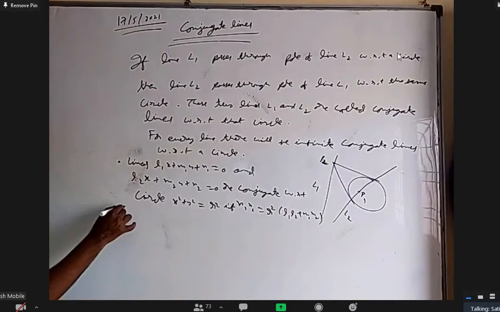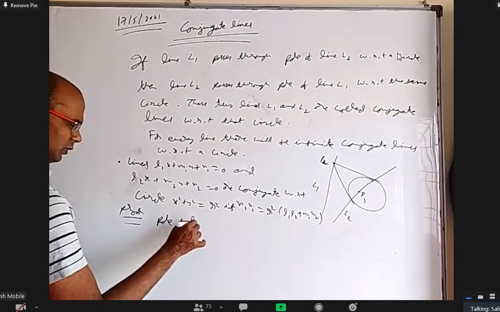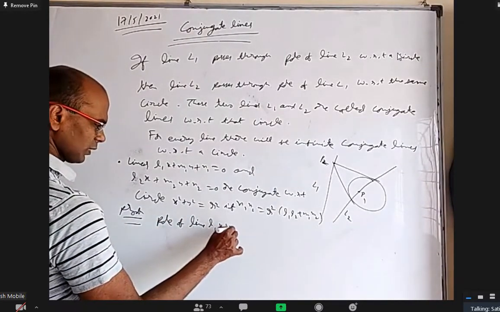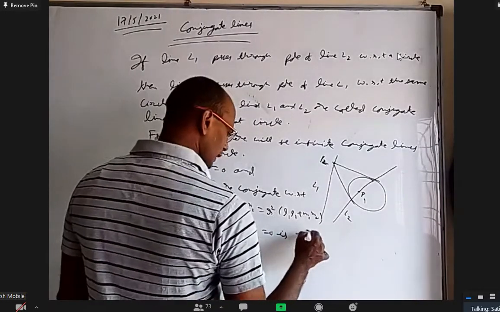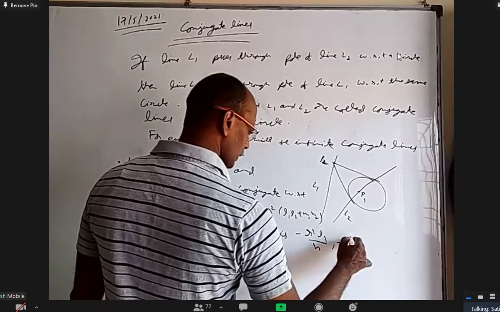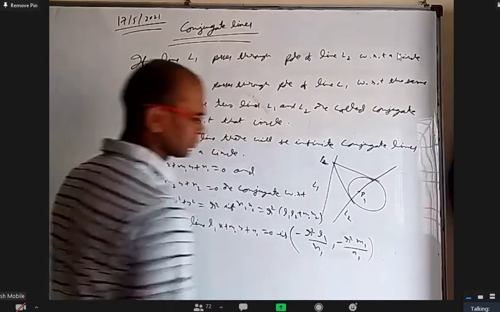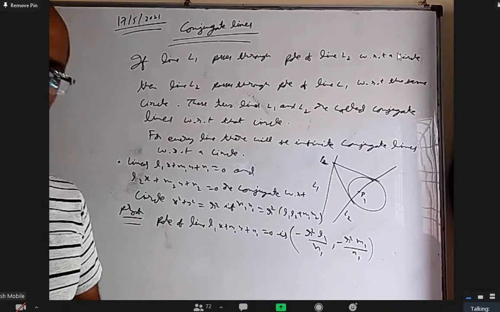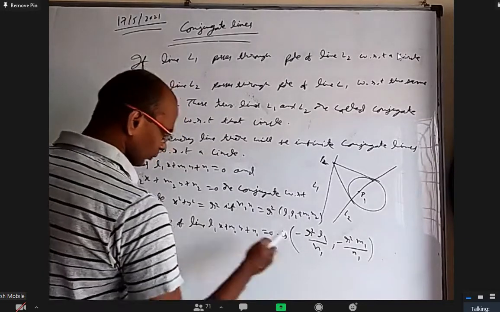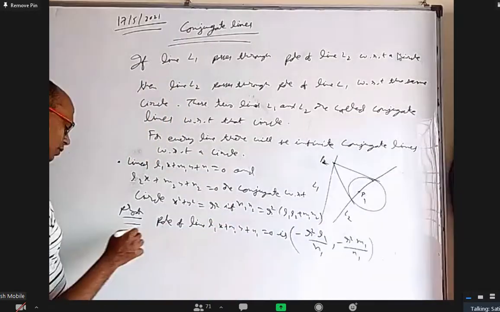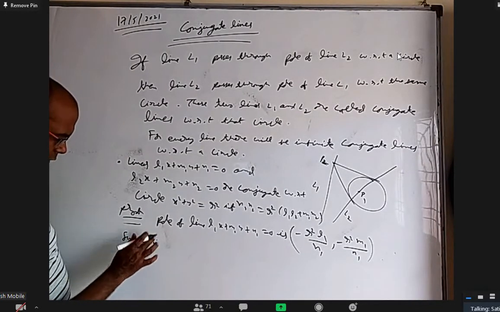How to get this? The proof. The pole of the line L1x plus M1y plus N1 equal to 0 is (minus R square L1 by N1, minus R square M1 by N1). Now this should satisfy the second equation. Substitute it in L2.